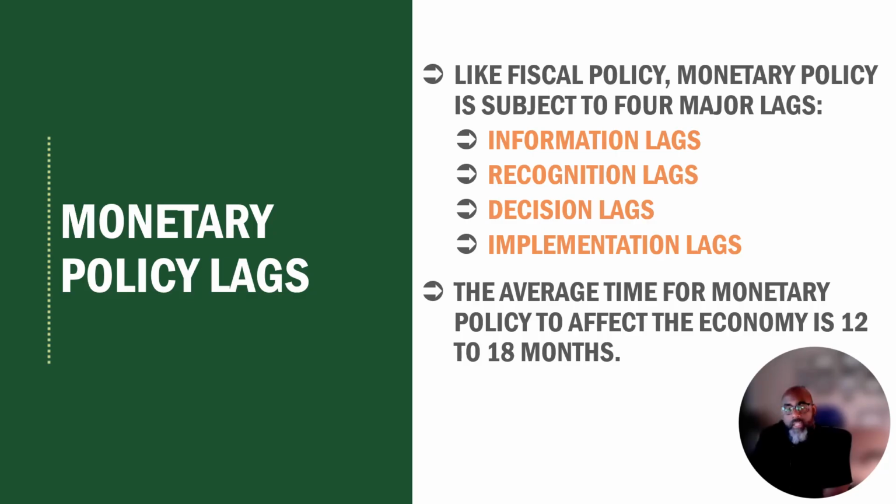And finally, there are implementation lags. Even after a policy is enacted, it takes time for banks, markets, businesses, and consumers to respond. Since interest rates are only one factor influencing economic behavior, the total lag between a monetary policy change and its full impact on the economy can range from 1 year to 18 months. These lags make it very difficult for the Federal Reserve to time its actions precisely.